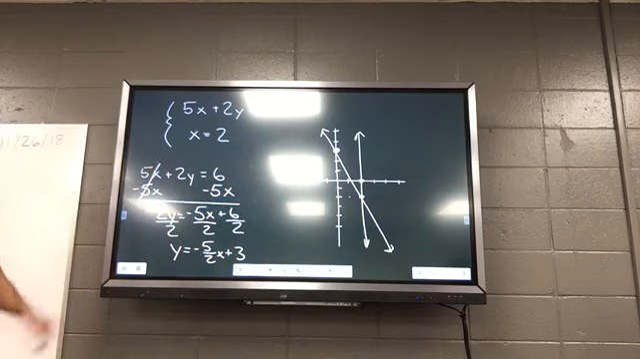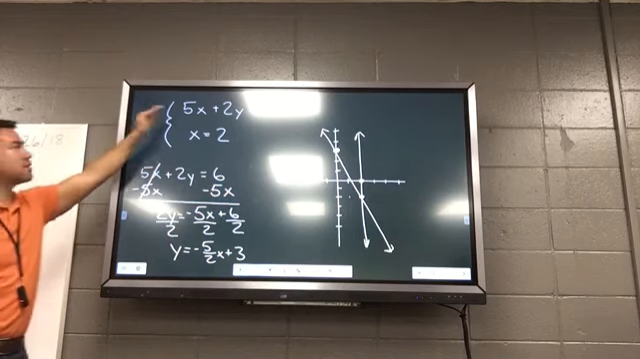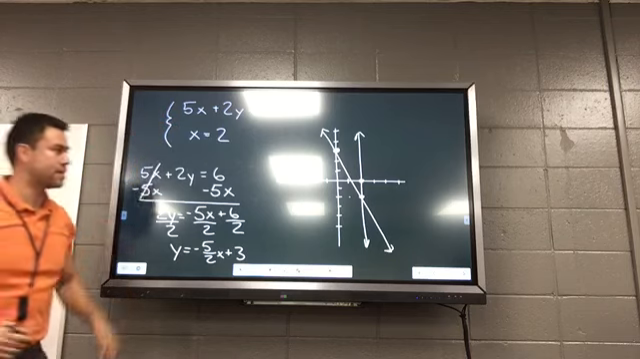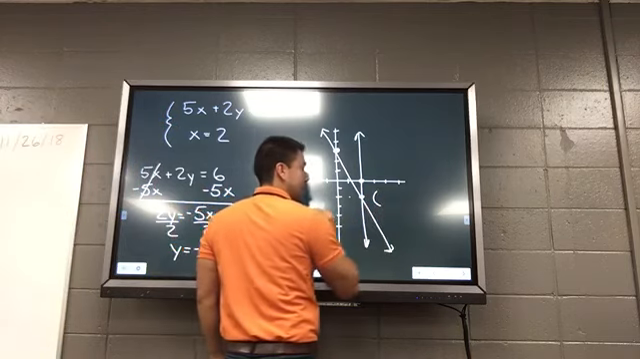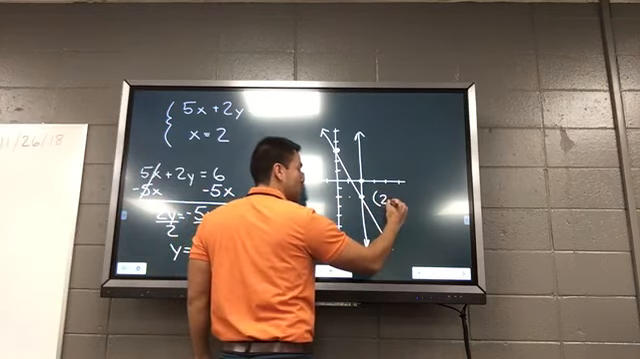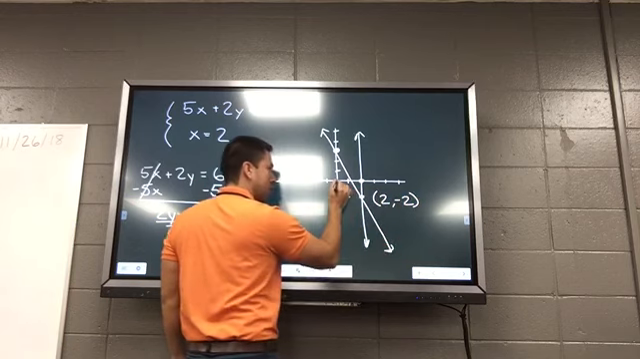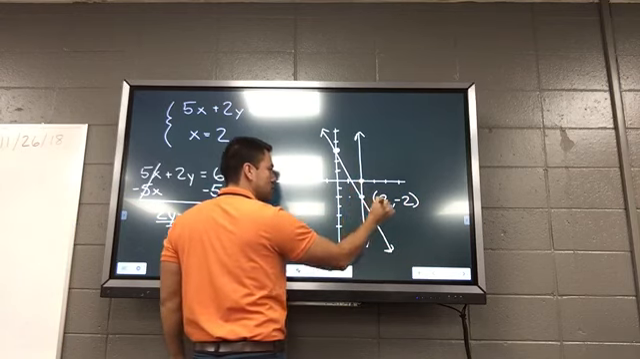Okay. Is this what you have on your paper? Okay. Where do both of these lines meet? They meet at 2, negative 2. Why? You go 1, 2, and then down 2. So 2, negative 2.